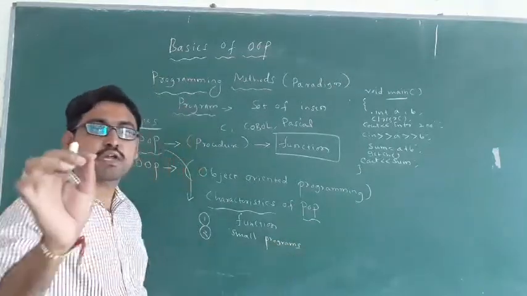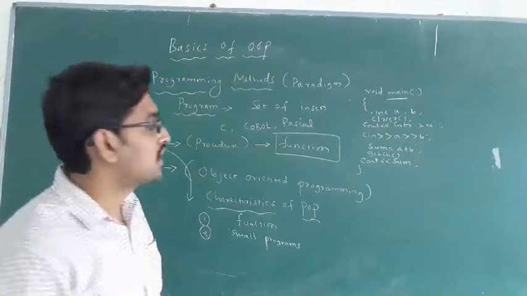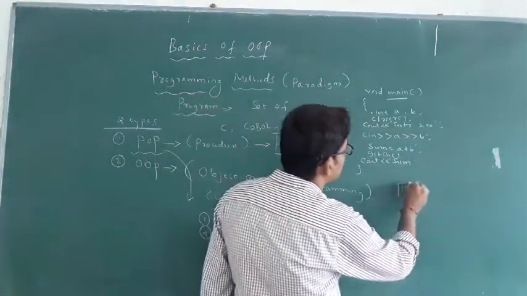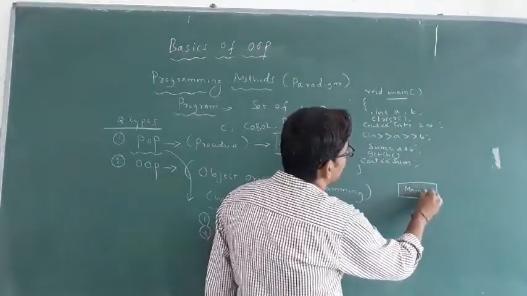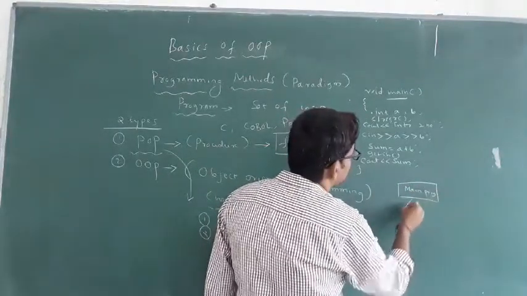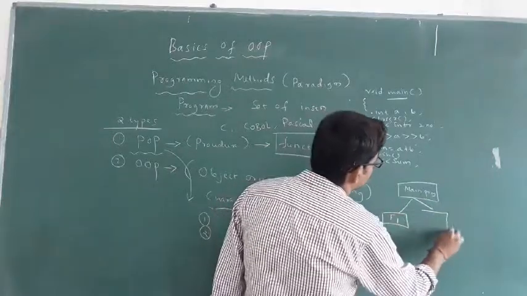The large program can be divided into smaller programs. Already you studied top-down design. Top-down design means here the main program, this is the void main, this is the main program. The main program can be divided into sub-programs.